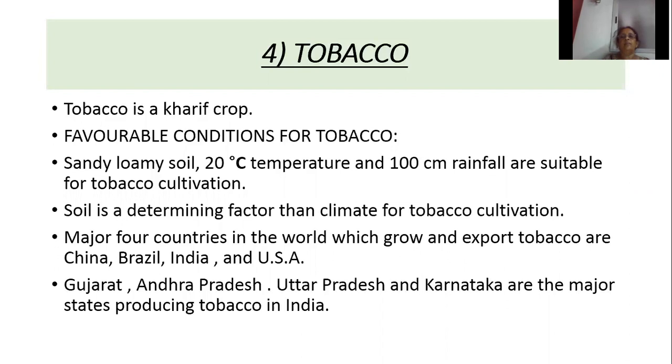Tobacco. In the previous video, you have studied about cash crops like cotton, jute and sugarcane. And the fourth important cash crop is tobacco. Tobacco is a kharif crop. That means it is cultivated during the monsoon season. And what are the favorable conditions for tobacco? Sandy, loamy soil, temperature of 20 degrees Celsius, and rainfall of 100 centimeters.